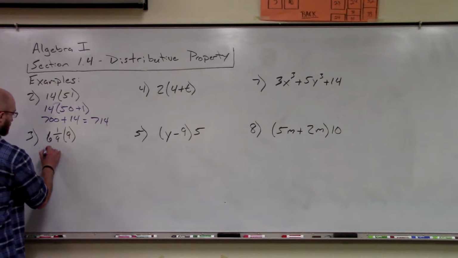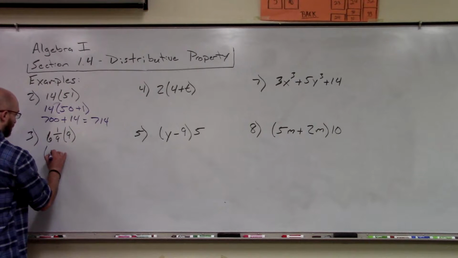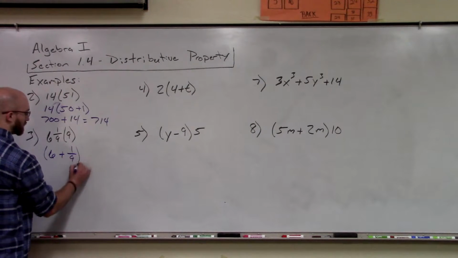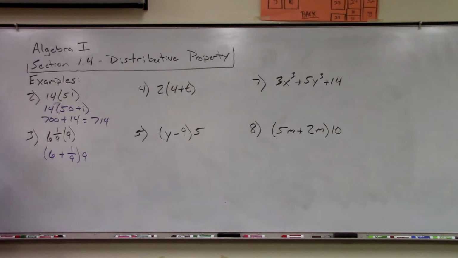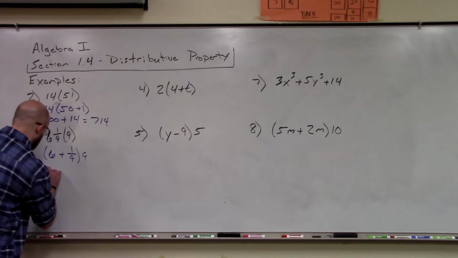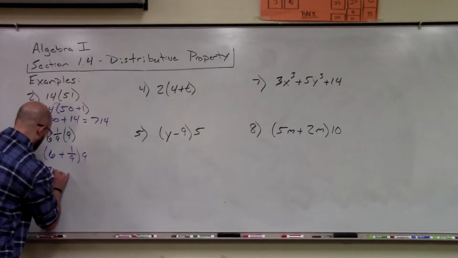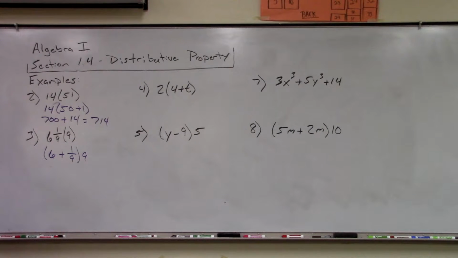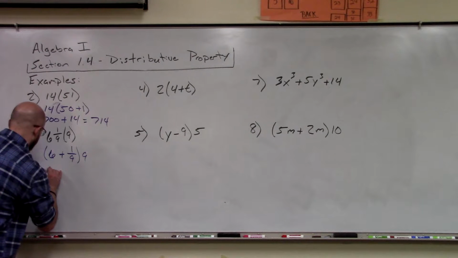This becomes 6 plus 1/9 times 9. All right, so now we go 6 times 9, which is going to be 36. Not 36, my bad. 6 times 9. Even I'm bad at math sometimes. 54, that's better.